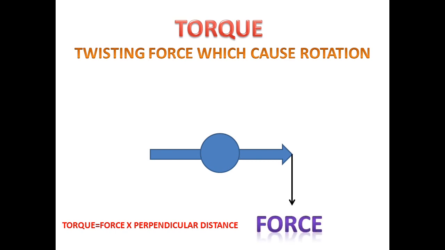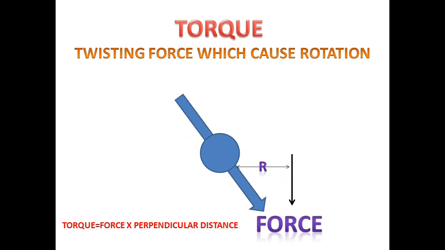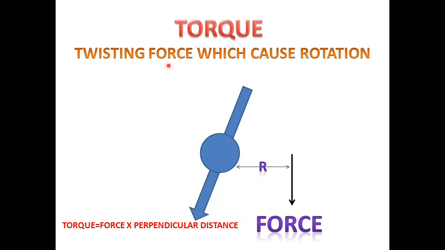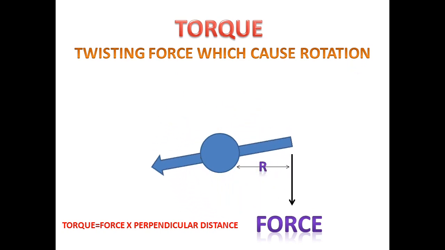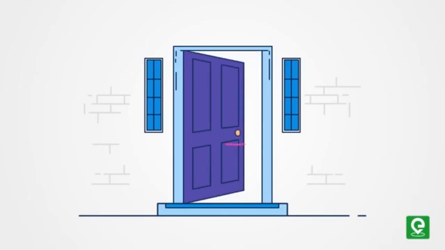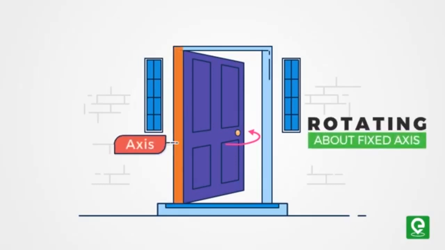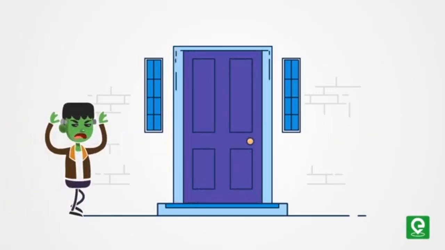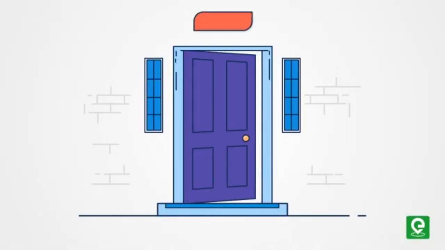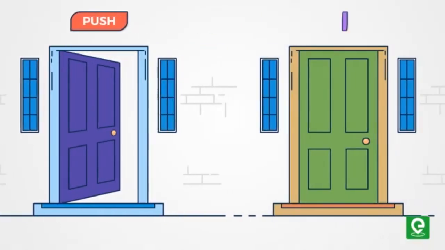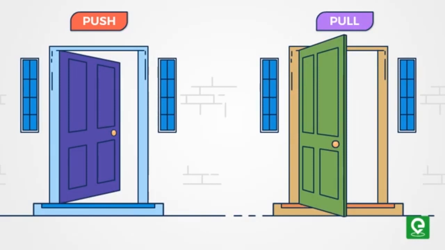Force on the object, then it will start rotating. So a twisting force which will produce rotation is called torque. We must look at it as a rotating object, which is rotating about a fixed axis hinged at one of its sides. For entering a room, we first have to rotate the doorknob, and then you either push the door or pull it depending on the type of the hinge.